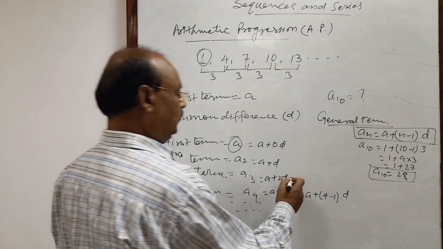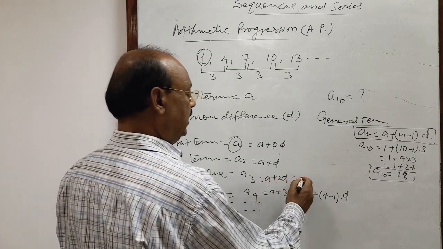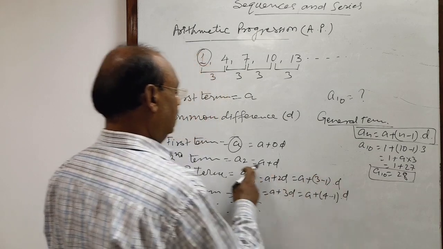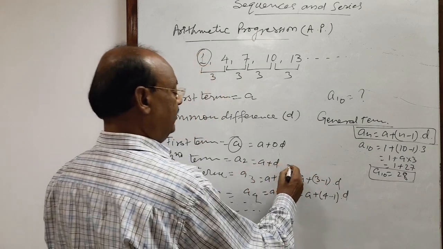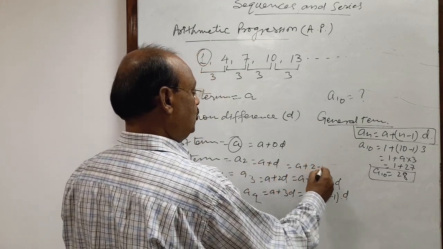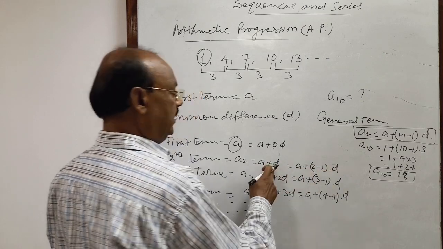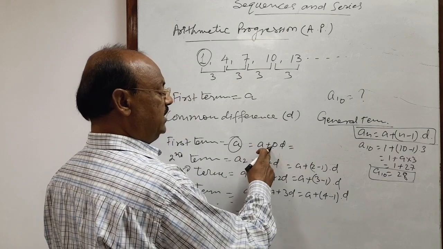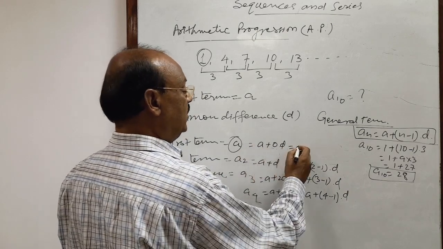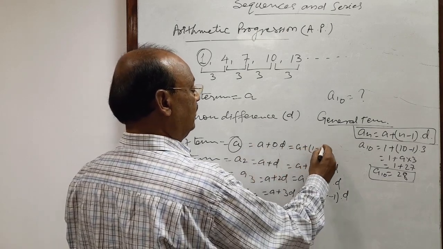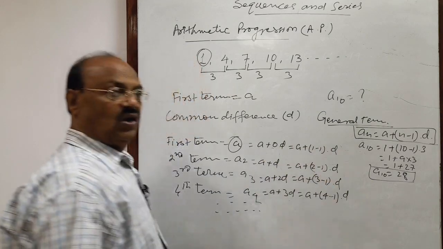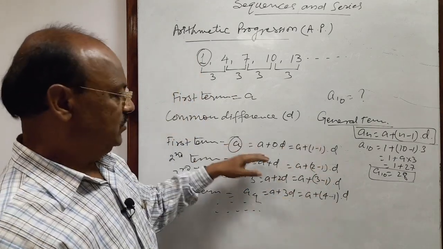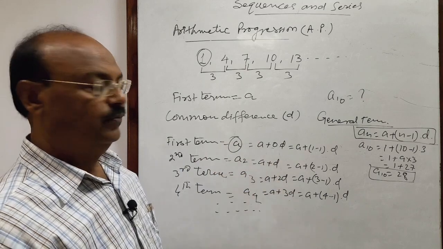Similarly, the third term, which is a plus 2d, can be written as a plus 3 minus 1 into d. The second term, a plus d, can be written as a plus 2 minus 1 into d. So we will get 1 into d. And the first term, a, which is a plus 0d here, can be written as a plus 1 minus 1 into d. Now you observe the pattern of the first term, second term, third term, fourth term, and so on.